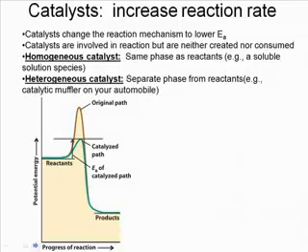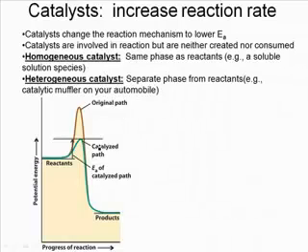And here's a drawing of how it changes our reaction profile. Also on this slide, it talks about two different types of catalysts. A homogeneous catalyst is in the same phase as the reactants, meaning if I have a liquid, I might add a liquid catalyst to it. A heterogeneous catalyst is one that is in a different phase.